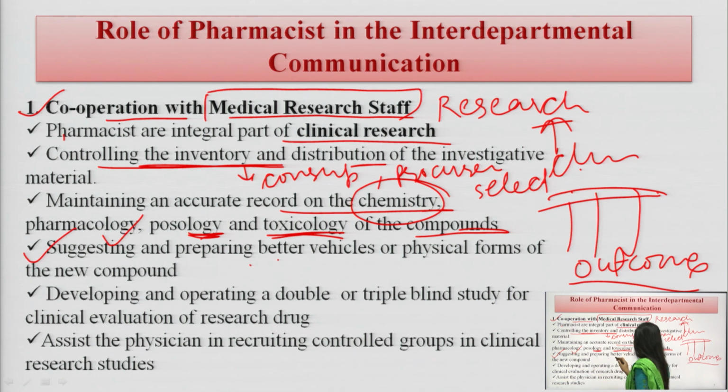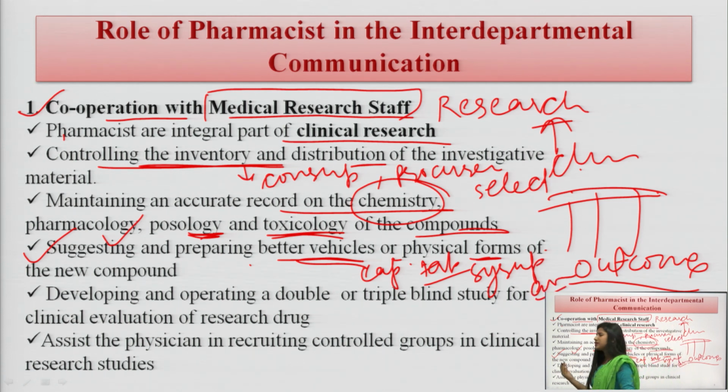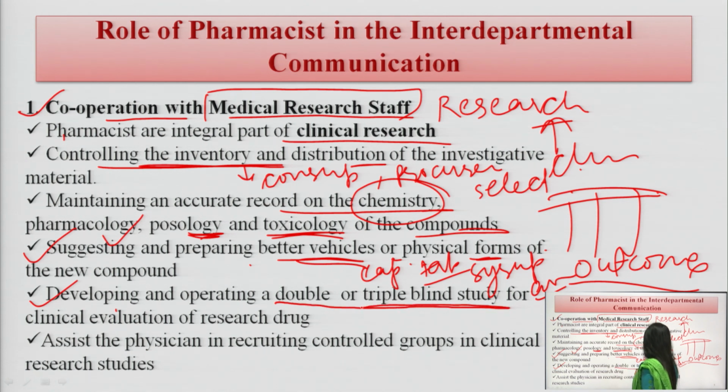Suggesting and preparing better vehicles. What could be the better dilution factor or physical forms of any new compound? Any compound can be in the form of capsules, we can give it as a solid, a tablet. Another could be syrups, emulsions, or injections. So these are all the physical forms of the new compound. Then there is developing and operating double and triple clinical blind.